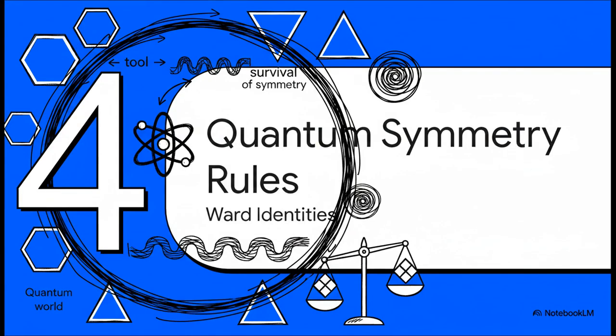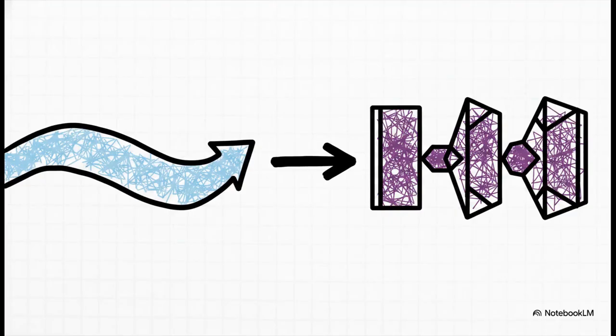So, we've got this amazing tool, the OPE. But that raises a question, right? How does that beautiful symmetry we talked about earlier actually survive in this messy quantum world? Well, that brings us to our next section, the rules of quantum symmetry, which are called Ward identities. So let's see how our two big ideas, those symmetry currents and these operator collisions, finally come together.